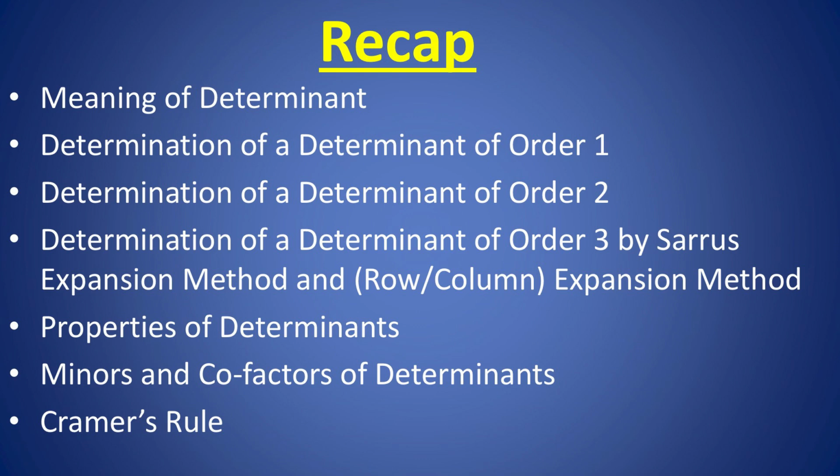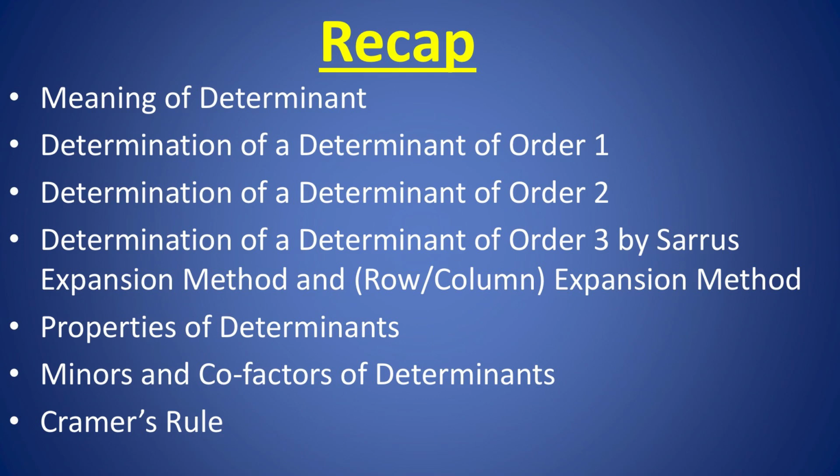Next, we have also discussed how to use 2 different methods to find out the value of a determinant of order 3. There are 2 methods, one is the Sarrus expansion method, another one is the expansion method by any row or column. Next, we have covered the different properties of determinants, the 6 properties that we have discussed, where we can use these properties to simplify our calculations, and make quick calculations for determinants.